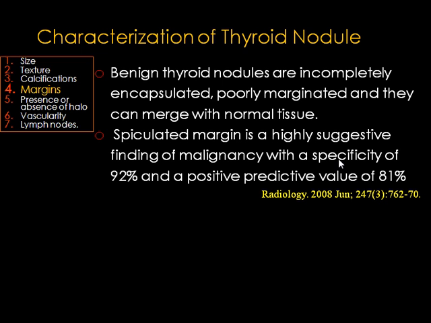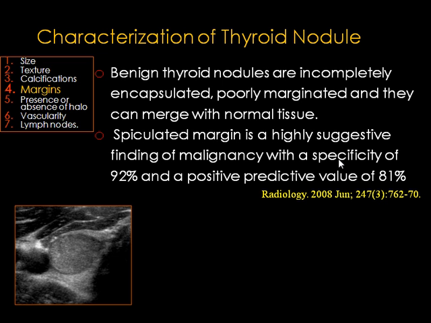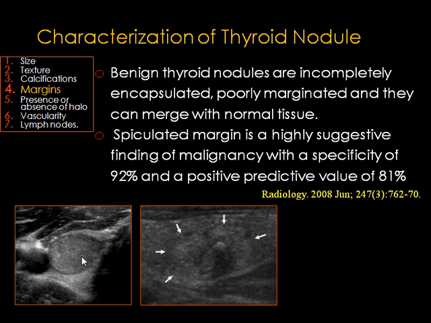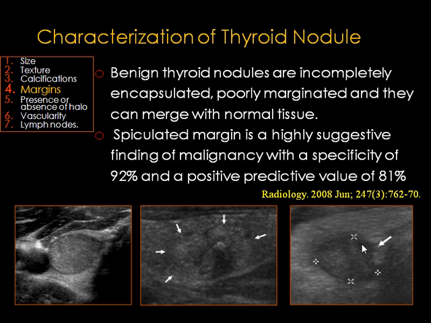This is an example of a well-defined encapsulated nodule with a thin halo, suggestive of benign follicular adenoma. This is a nodule with microlobulated and infiltrating margins, suspected of malignancy. And this is a solid nodule, well-defined in some areas and ill-defined in another area.